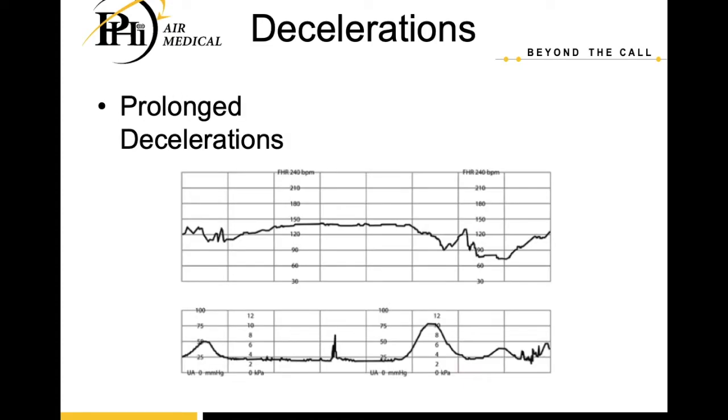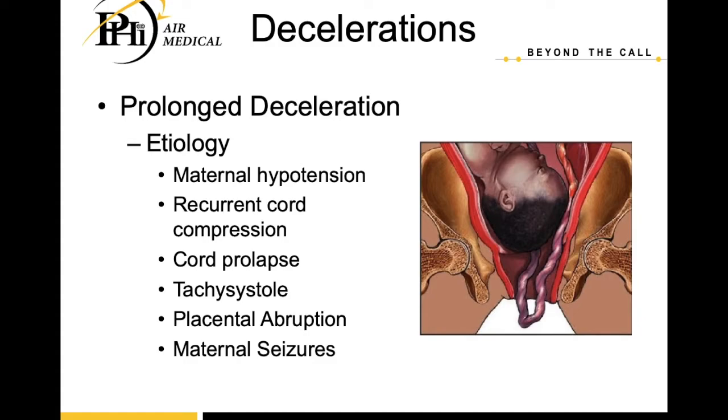So prolonged decels: we have a decrease in the fetal heart rate of at least 15 beats per minute, and it lasts longer than 2 minutes. It has to return to baseline before the 10-minute mark, because otherwise that just becomes a change in the baseline. And what do they mean? Oftentimes prolonged decels mean badness. It means maternal hypotension, recurrent cord compression, some sort of cord prolapse causing complete cord compression, tachysystole, so having tons of contractions, placental abruption, and maternal seizures can cause it.